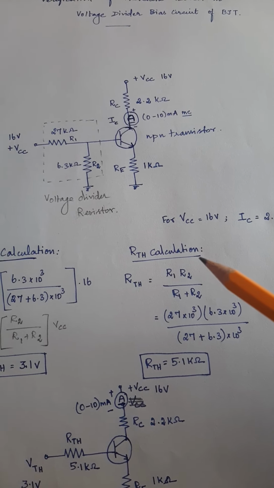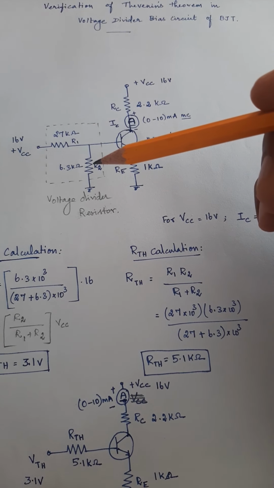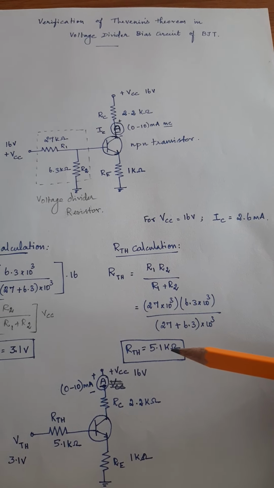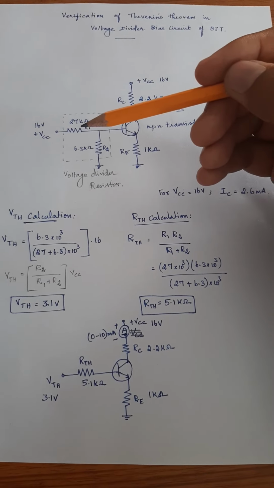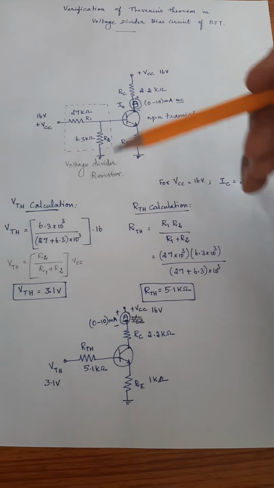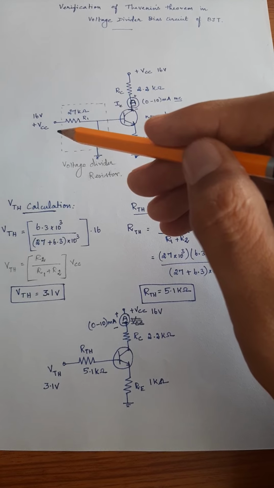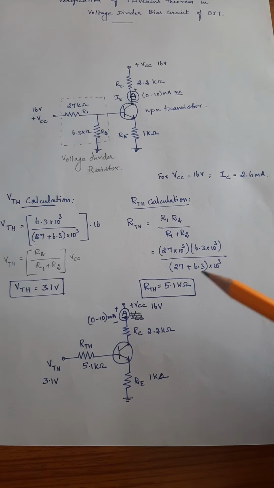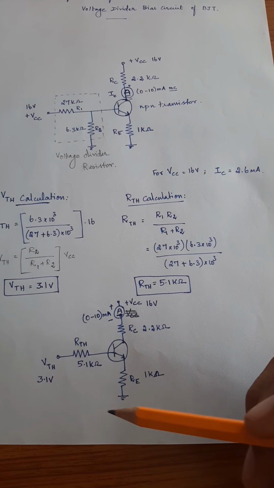Similarly, what about the RTH calculation? RTH is in parallel connection, therefore I can take it as R1 into R2 divided by R1 plus R2. So that is my RTH. Finally I have RTH as 5.1 kilo ohm, which means I can replace these two resistances by an equivalent resistance like this, and the voltage I can replace by Thevenin's voltage like this. The identified values: Thevenin's voltage is 3.1 and RTH is 5.1.